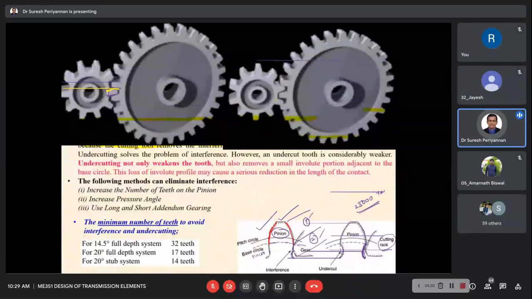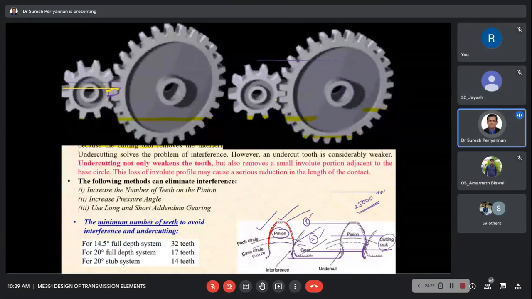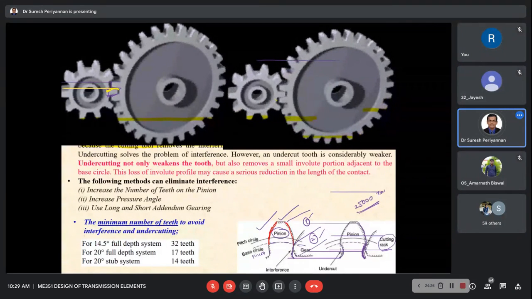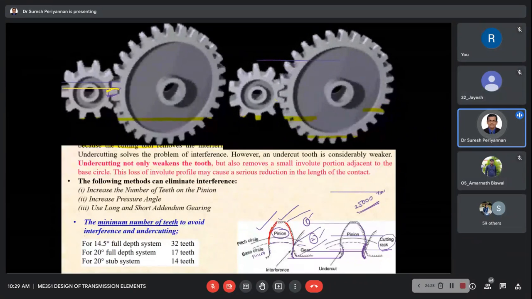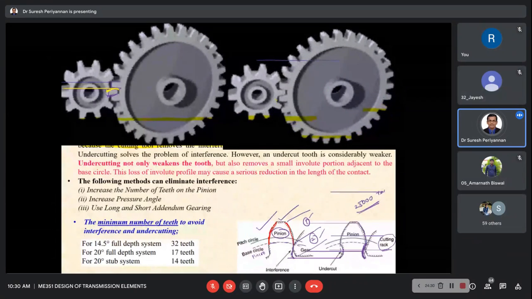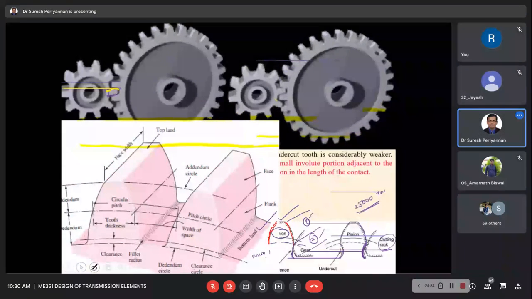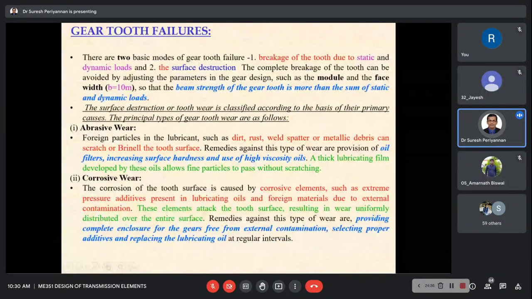So that undercutting happens due to interference. If we avoid the interference, the undercutting, the problem, can be solved automatically. Okay. Now we come to the failures. What are the failures?